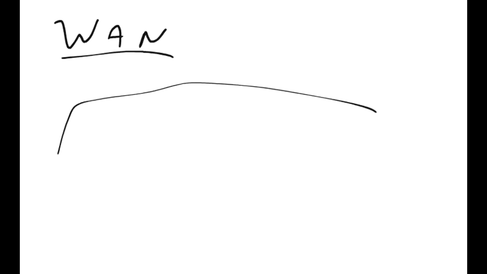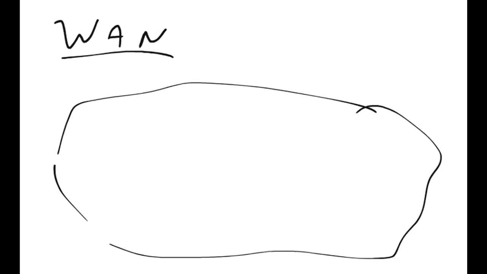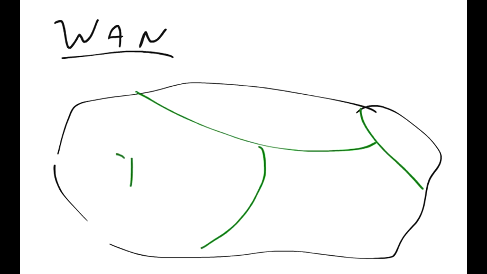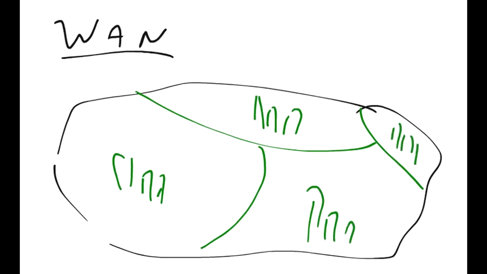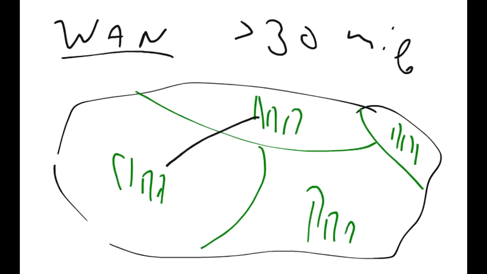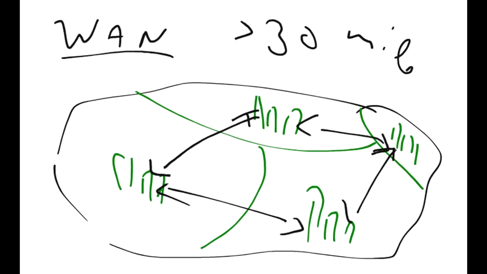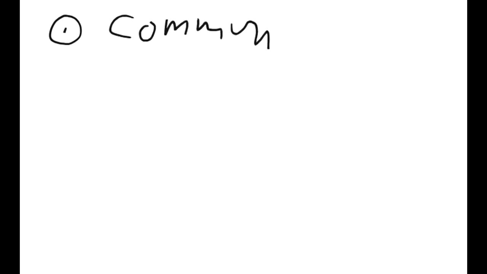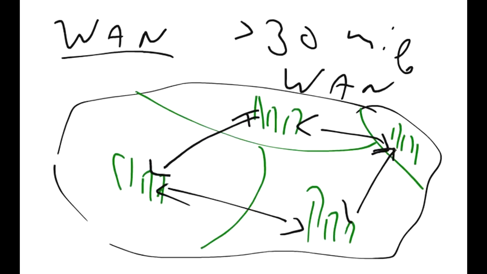Let us suppose that we have a big country, and that country has 4 cities, and all those 4 cities have MANs and LANs. The distance between those cities is greater than 30 miles. Now, if we join the MANs between 2 cities, or even between all the cities, then what we are creating is called a WAN, or wide area network. These can be joined with the help of communication media, and those can be wire based, wireless based, or even satellite based, and we join them to share resources.